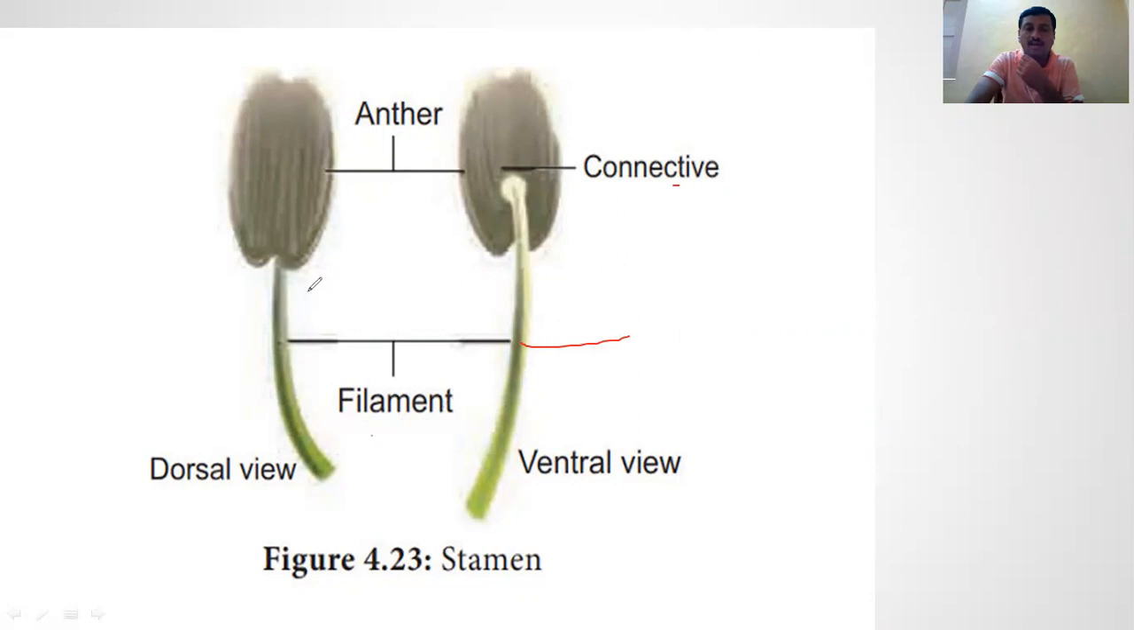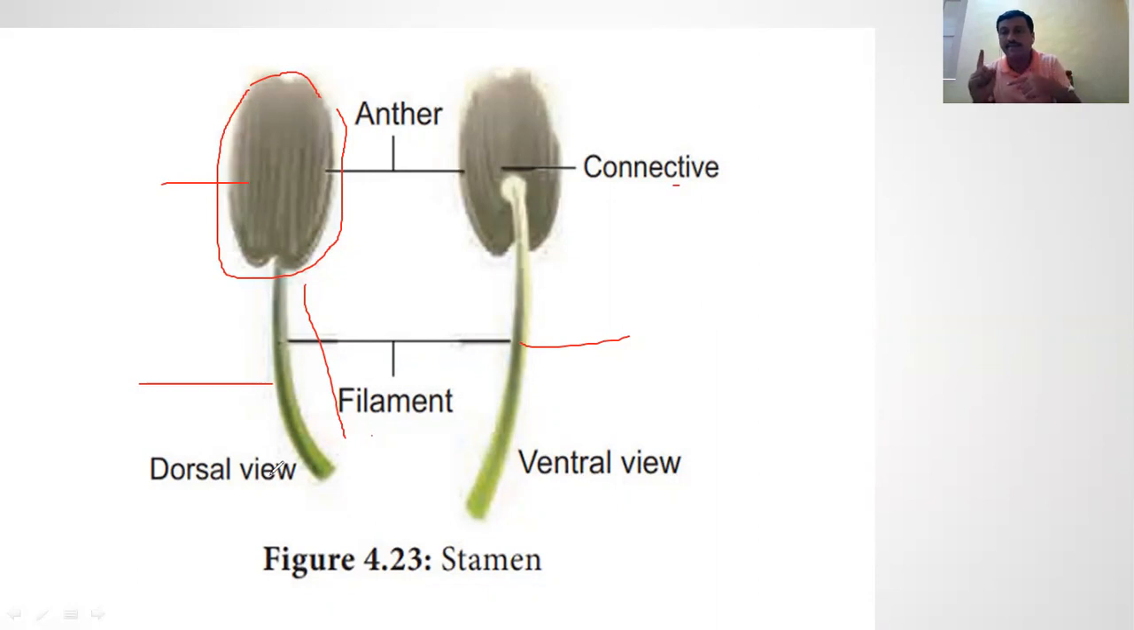These stalks are also called filaments. Second, the anther. It is the fertile part of the stamen. These parts are called the anther. And the point of attachment in between filament and anther is called the connective. These are the three parts of the stamen.